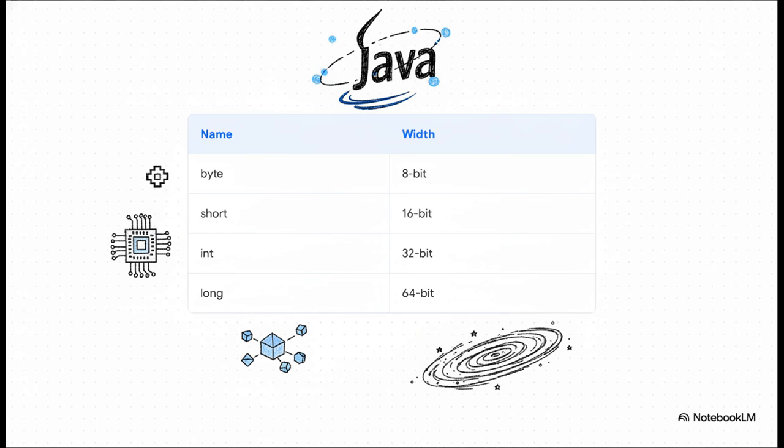Now, instead of a one-size-fits-all approach, Java smartly categorizes these whole numbers by size to optimize memory. It goes from the tiny 8-bit byte to the short to the incredibly common 32-bit int, all the way up to the massive 64-bit long, which you'd use for calculating, say, astronomical distances.